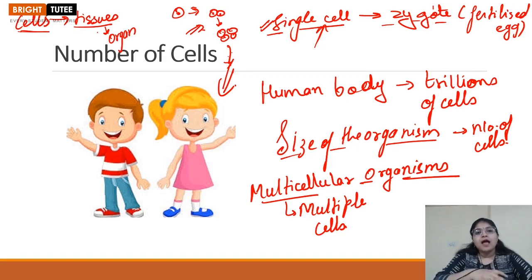So all of this happens because of the different cells that are coming together. And that is one of the other differences between unicellular and multicellular organisms: in the multicellular organism the organizational level is quite larger as compared to the unicellular organism. The reason is quite clear, because it has only a single cell, right?